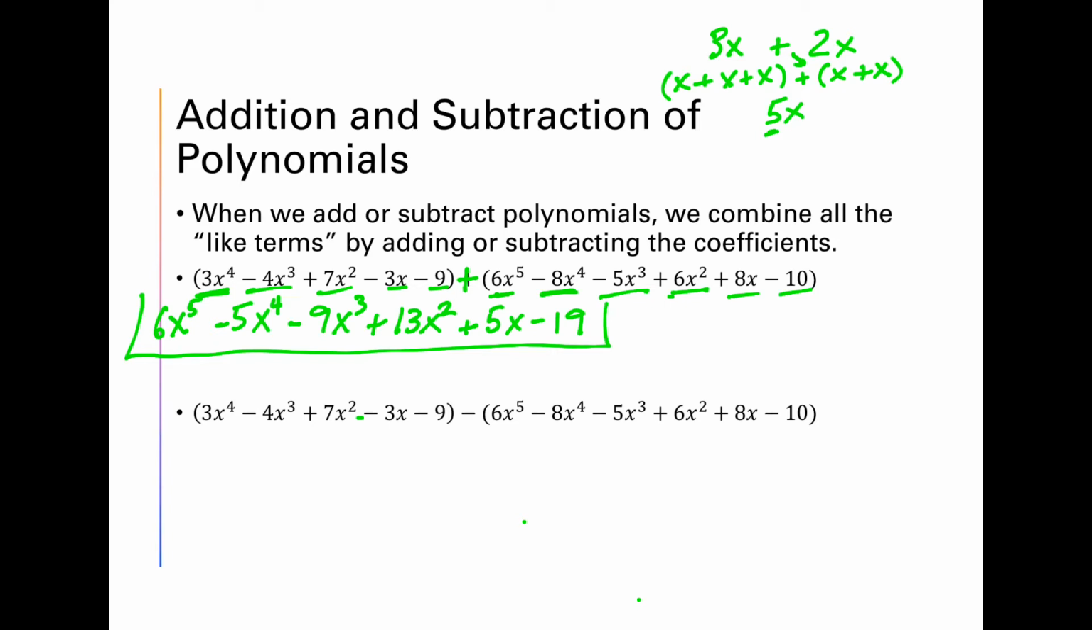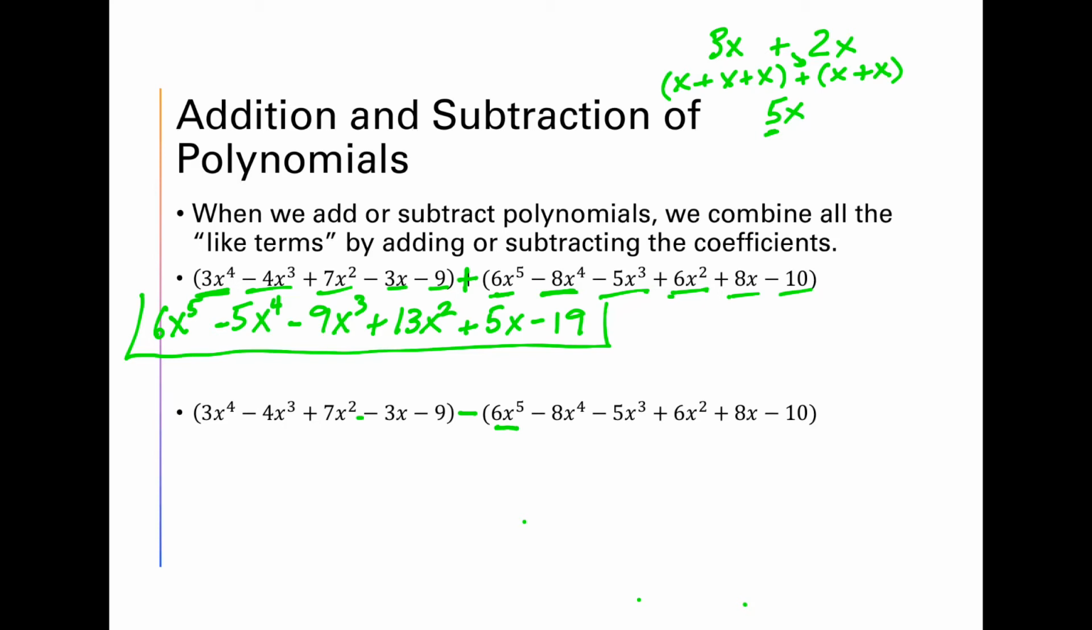Okay, so same polynomials, but now I'm subtracting. So this gets a little more difficult, and you're going to have to be a little more careful because you'll notice that this subtraction here is in front of the parenthesis. That means we're subtracting not just this polynomial, but each term individually is being subtracted. So even though this is a positive 6x to the fifth, if I'm subtracting it, that makes it negative.